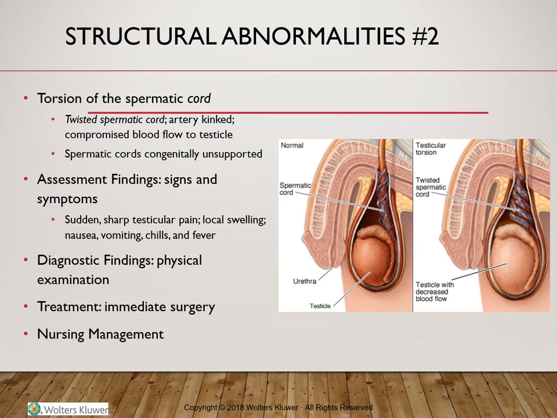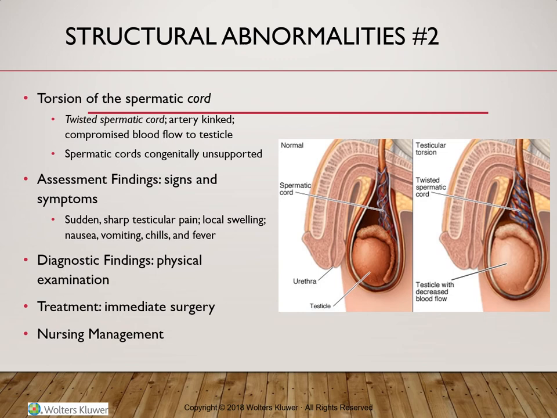This is a condition that usually is specific for prepubescent boys. And sometimes in those men that their spermatic cord congenitally doesn't have a big support of tunica vaginalis, that membrane that surrounds the testicles. It's like a modification in their structure.